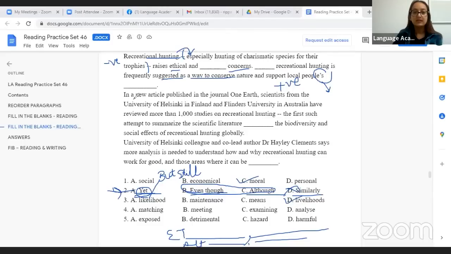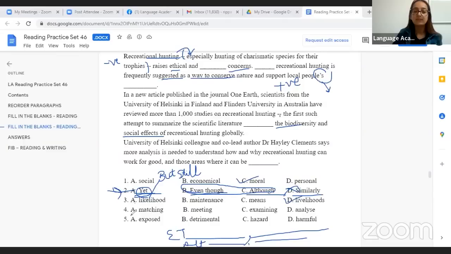And the next one says, in a new article published in this journal, scientists from this university have reviewed more than 1,000 studies on recreational hunting, the first such attempt to summarize the scientific literature, dash, the biodiversity and social effects of recreational hunting. This was a bit long sentence, but you could have read it from here. Let's put the options one by one.